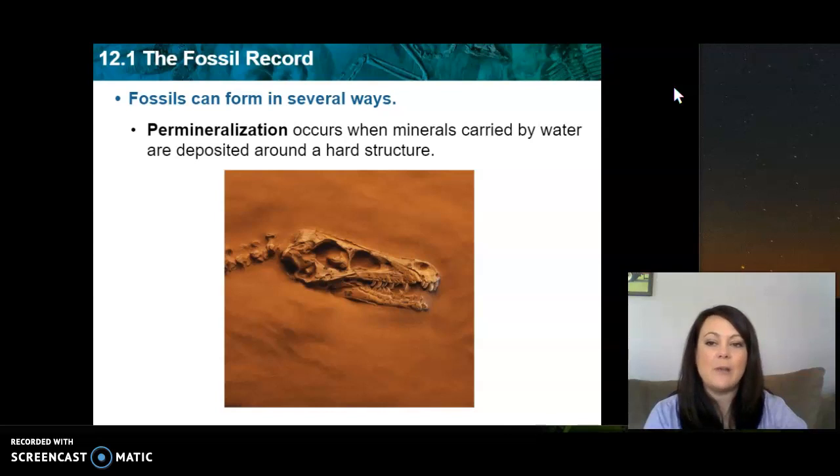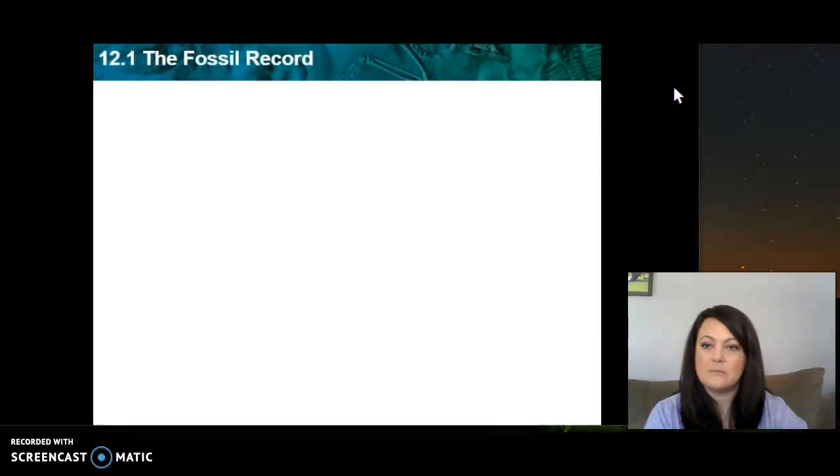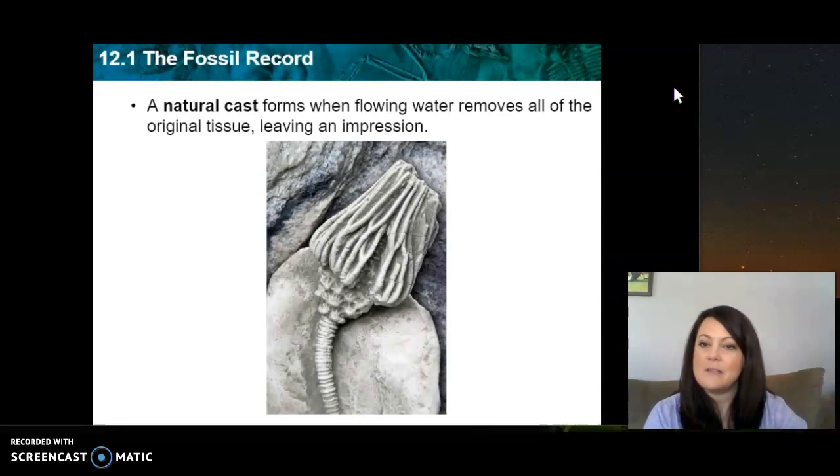Fossils can form in several ways. One of them is permineralization, which occurs when minerals that are carried by water are deposited around a hard structure. A natural cast forms when flowing water removes all of the original tissue, leaving an impression.